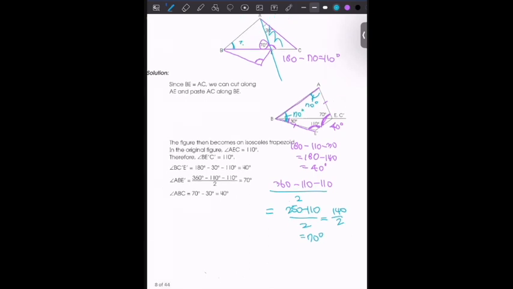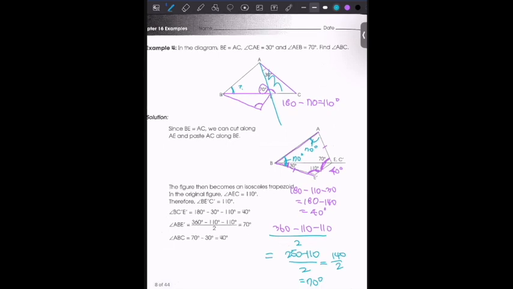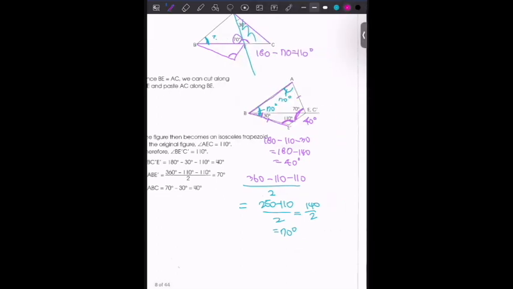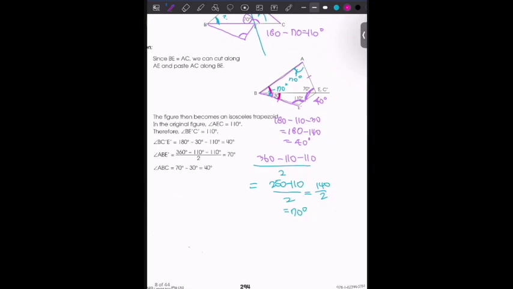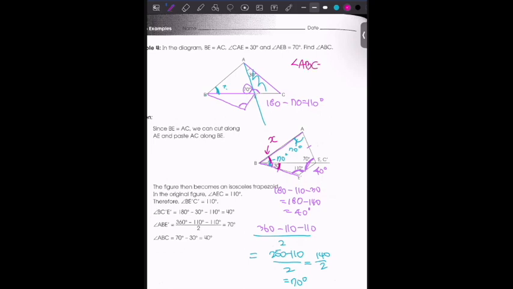Since the angle we're looking for is angle ABC, in the original triangle ABC is going to be this angle. So in this case, the angle we're looking for is here. Since we know that this angle is 30 degrees, we're going to call this angle x. So angle x plus 30 degrees is going to be 70 degrees. So x is going to be 40 degrees. And so we're going to say angle ABC is equal to 40 degrees.